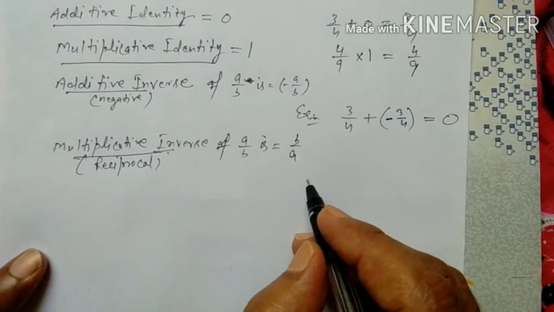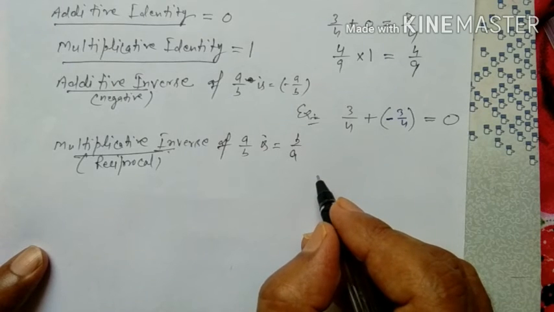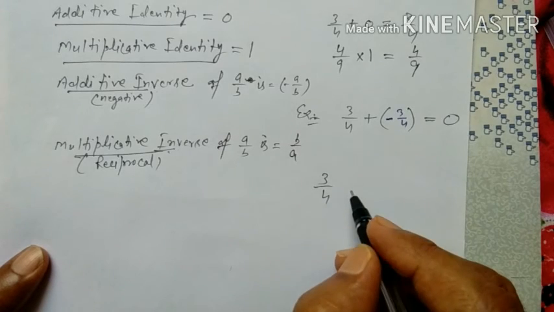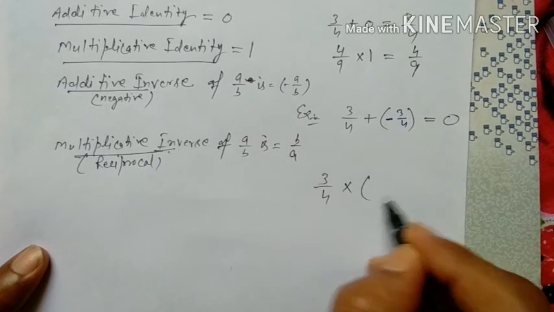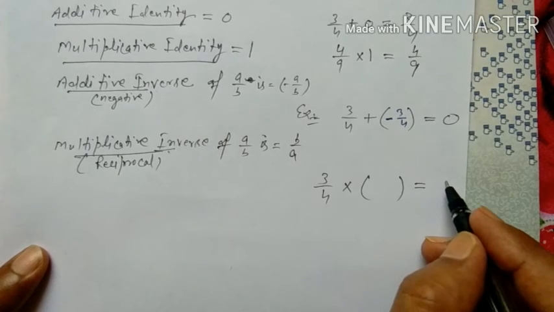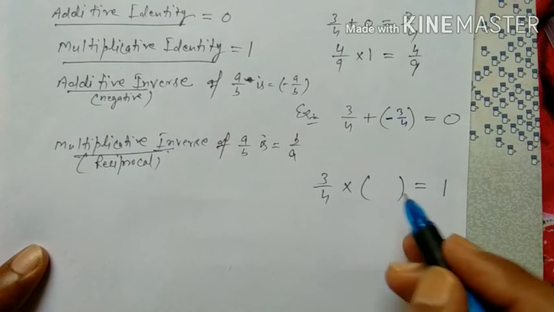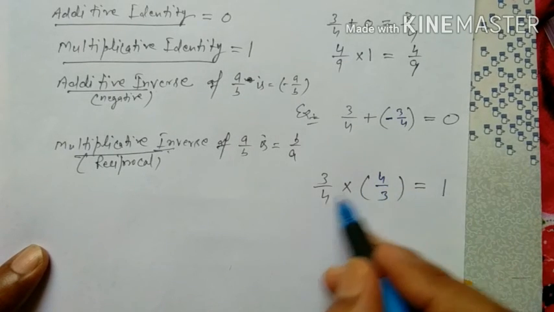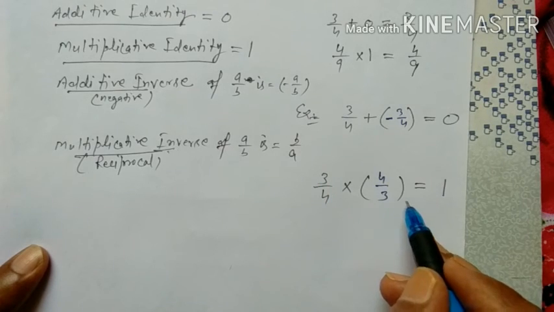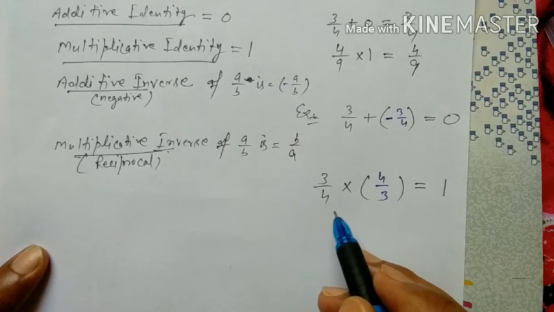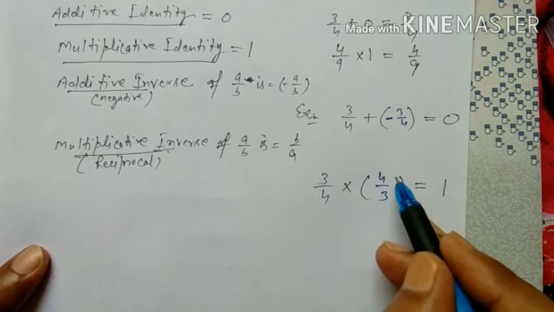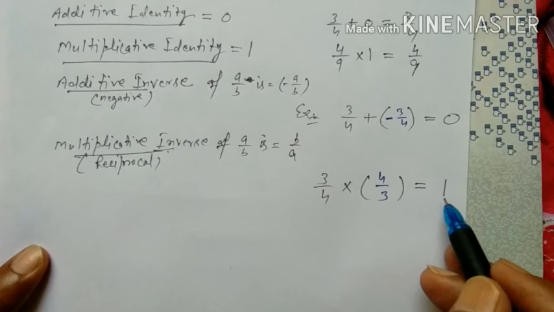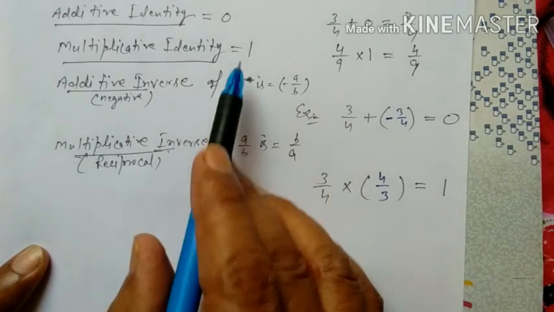For example, suppose any number 3 by 4 is multiplied by what number, it becomes 1. So when you multiply by 4 by 3, then you will get 1. 4 is cancelled by 4 and 3 is cancelled by 3, so it becomes 1. So the multiplicative inverse of 3 by 4 is 4 by 3, just the reciprocal of this number, and it becomes 1. 1 is the multiplicative identity.